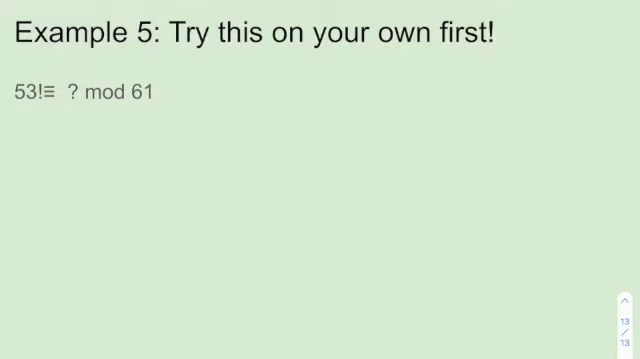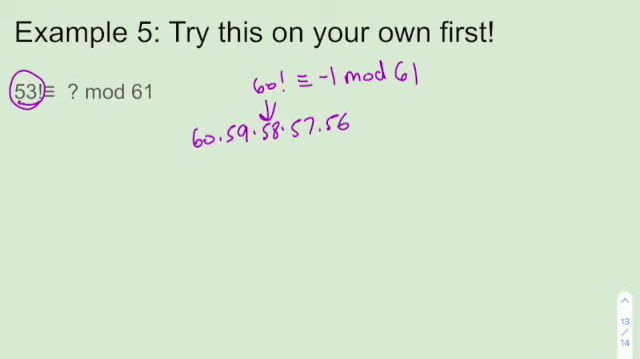So this one is definitely more complicated than our previous examples. Based on Wilson's theorem, we know that 60 factorial is congruent to -1 mod 61. And if we break this apart, to see the 53 factorial more clearly, we would have 60 times 59 times 58 times 57 times 56 all the way to 53 factorial is congruent to -1 mod 61.